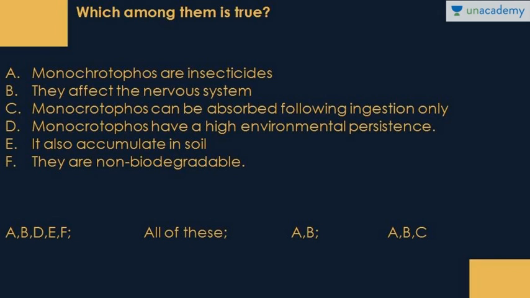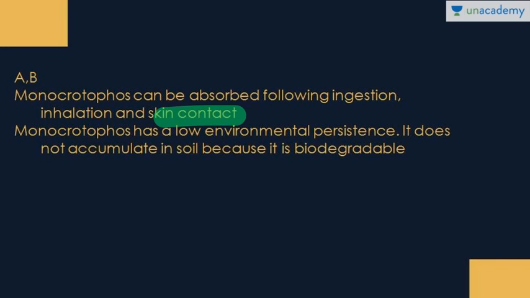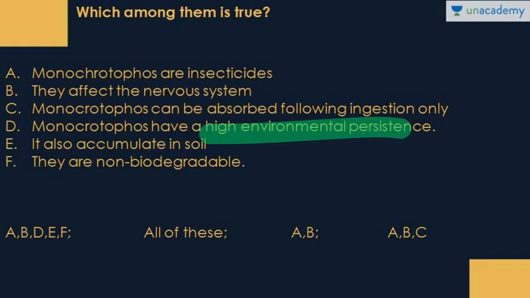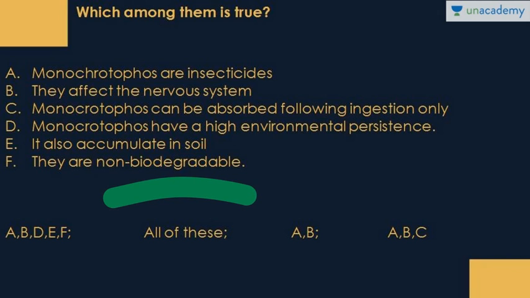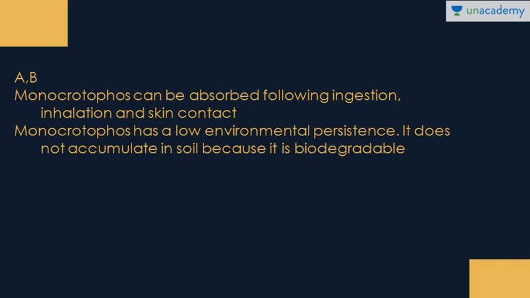So looking at the options here, why we are studying this topic, we'll see in the next slide. The correct answer here: the first one is absolutely correct, they are insecticides. B is also correct, they affect the nervous system. Other than that, they cause certain common problems such as vomiting, nausea, etc. Then we have C. It can be absorbed following ingestion only. This is wrong. It can be absorbed via ingestion, inhalation and even skin contact. If you look at D, they have a high environmental persistence. No, they do not. In fact, they are biodegradable and do not accumulate in soil. So we here have A and B as the only correct options. And why in news? Because recently in Bihar, in one of the schools, there was a poisoning related to it. It was basically an accident. What was the cause of it? We'll look at it in the next question.